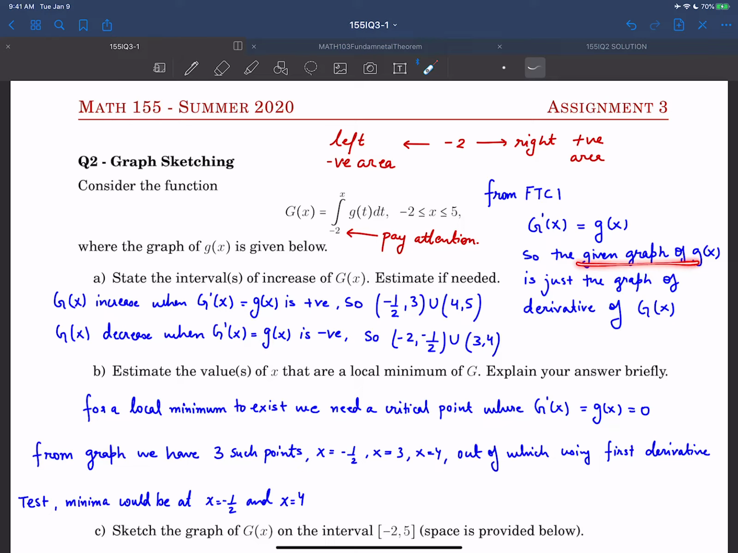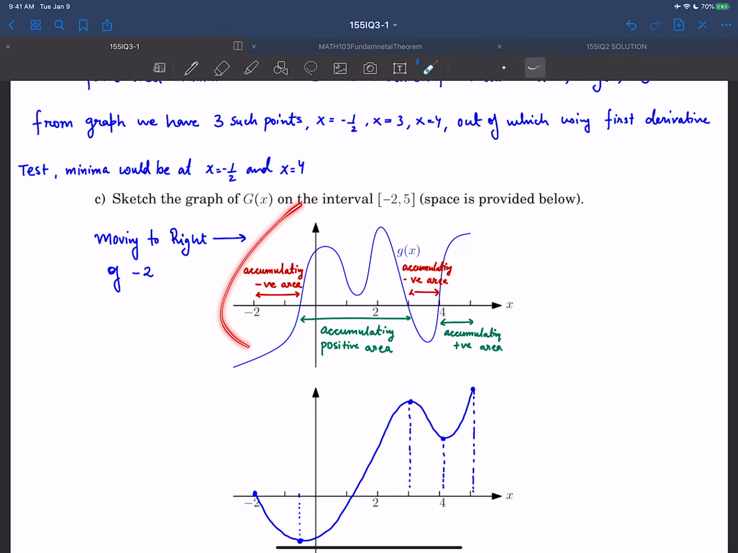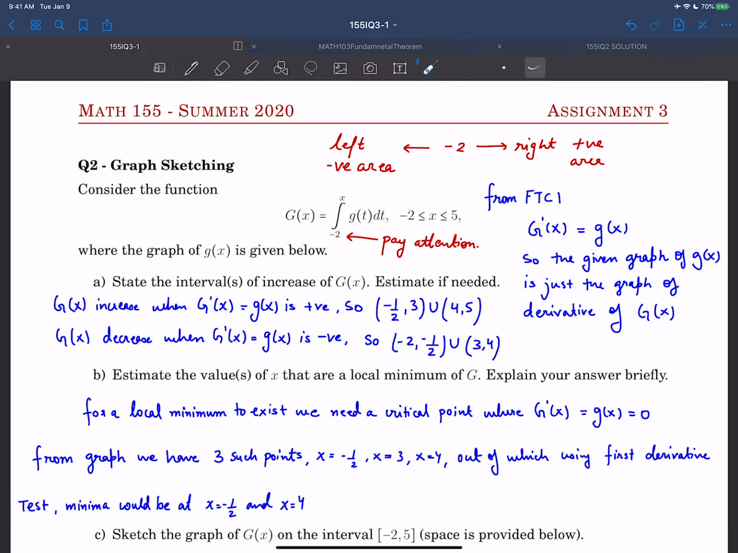So the given graph that you have down there is a graph of small g of x, small g of t in this case. Small g of t is nothing but the graph of the derivative of capital G of x, because they obey this relationship. So keep that in mind. Very important to keep that in mind.